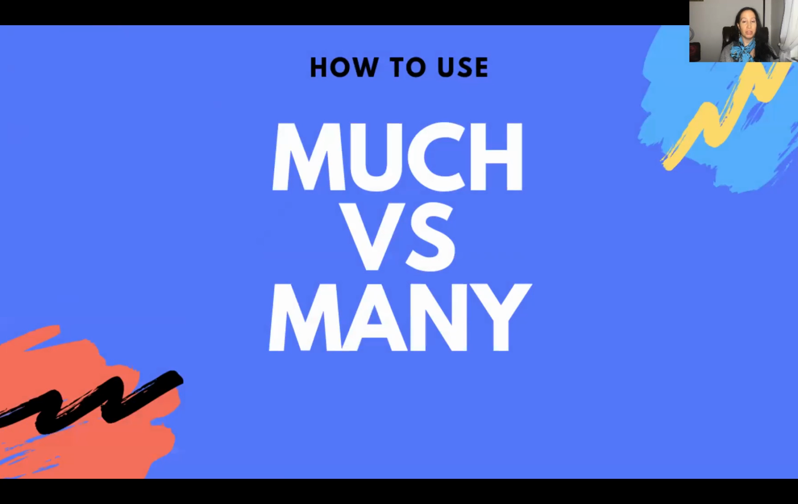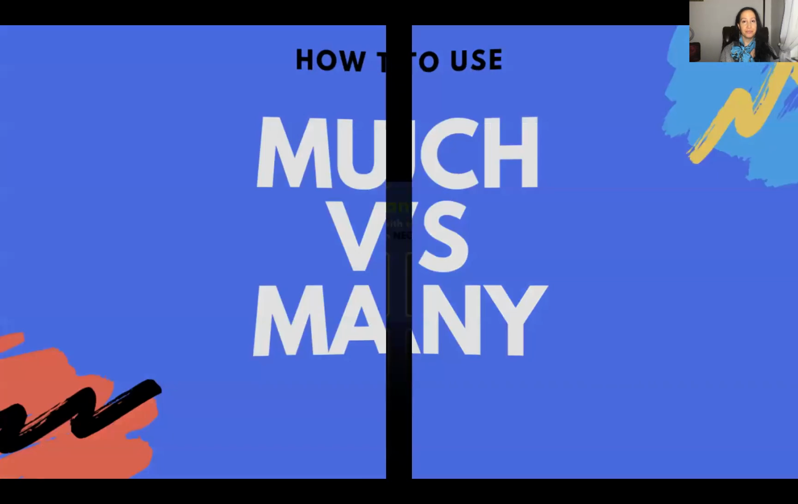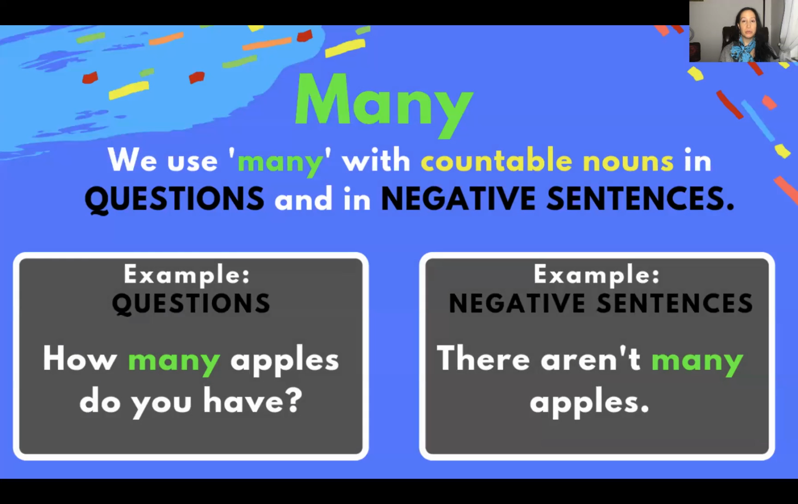Now, how to use much versus many. We use many with countable nouns in questions and in negative sentences. So look to your left on the question. How many apples do you have? You see, we're using many. Now remember, these are countable. Negative sentences to the right, there aren't many apples, okay?